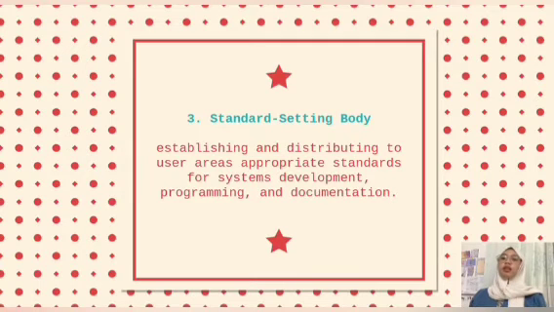Next is a standard setting body. The relatively poor control environment imposed by the DDP model can be improved by establishing some central guidance. The corporate group can contribute to this goal by establishing and distributing to user areas appropriate standards for systems development, programming, and documentation.